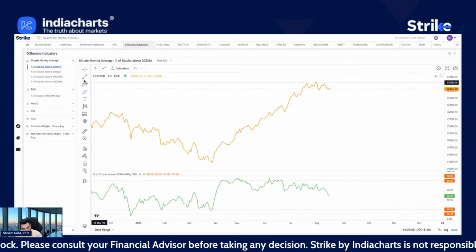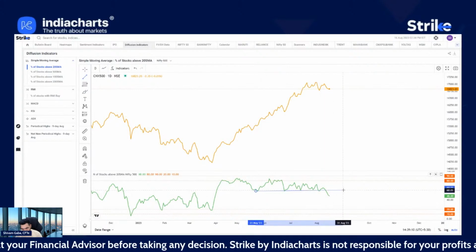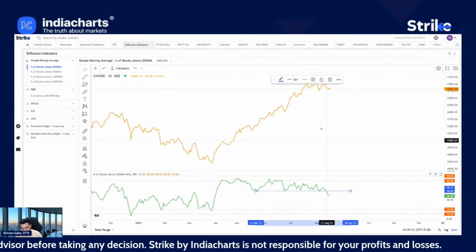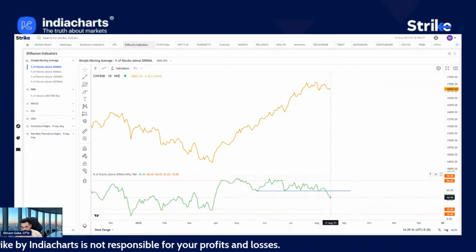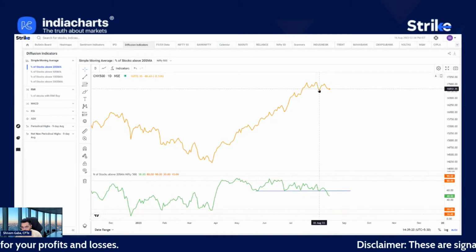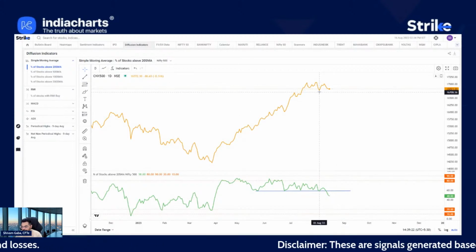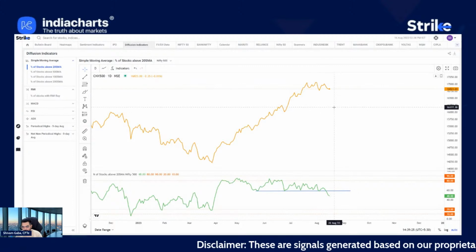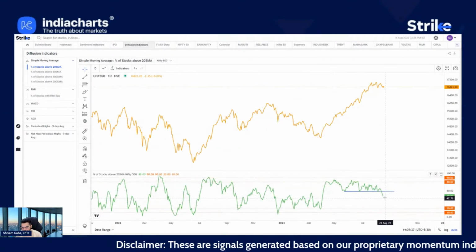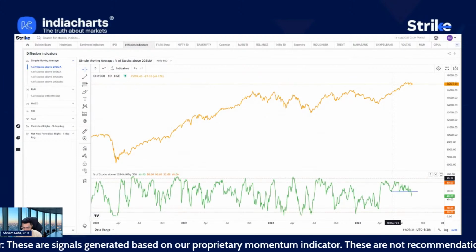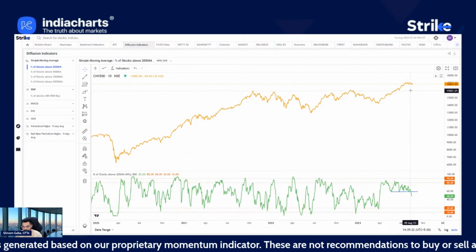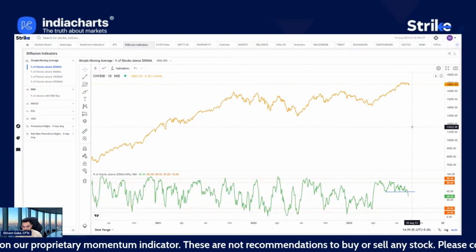Even though it looks like a breakdown here, if you look by drawing a line, we have broken down below this range, but it needs to be seen whether there is a follow-up action from the price itself. It means the price of Nifty 500 either reverses right from this zone and heads back to the overbought zone again. So it has to be confirmed with the price action as well for us to give a clean signal.